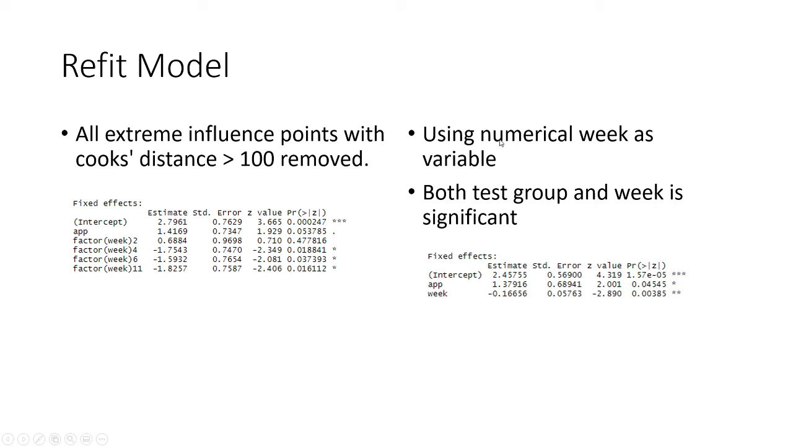So I decided to use a numerical week variable instead of a factor. Once I did that, it fell under 0.05, which is the typical barrier used to determine significance. So we do get both the test group and the week becoming significant, which is consistent with the previous data.